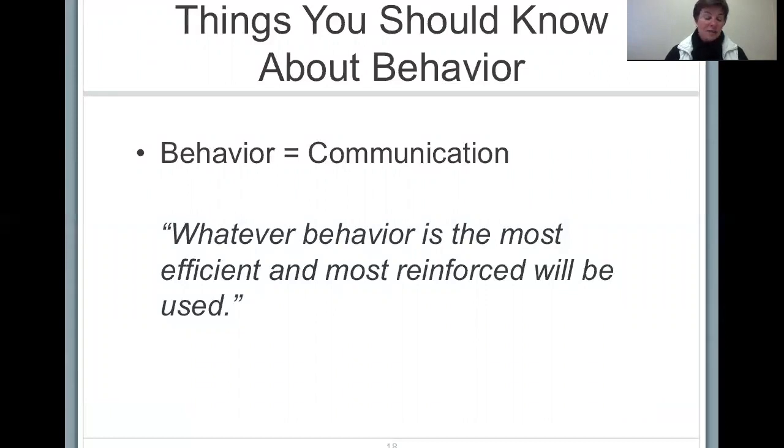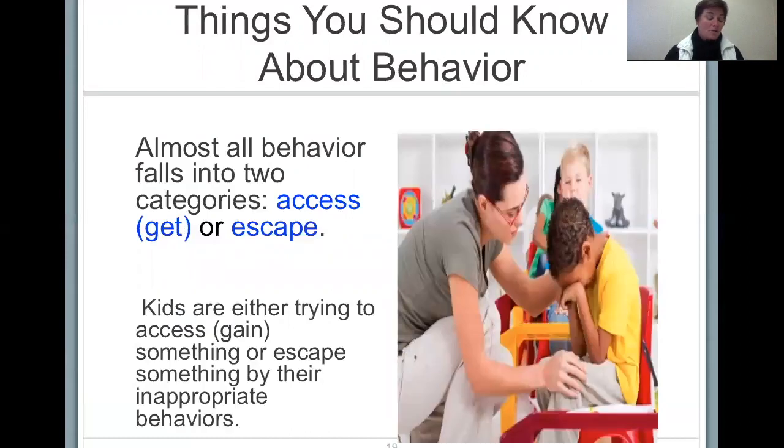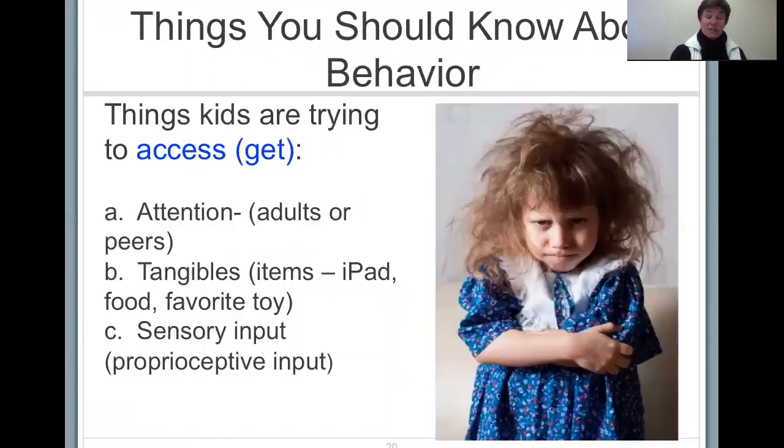This example looks different at the high school level, but the function remains the same. Susie really doesn't like her government class. She may walk into class, throw her books down at the desk, and swear loudly. As a result of her swearing, the teacher kicks her out of class before it even begins. For Susie, swearing loudly in class is a very efficient way of getting kicked out of a class she doesn't like. The third thing we need to know about behavior is critical. Almost all behavior falls into two categories: to get or access something or someone, or to escape from something or someone. We often refer to this as the function of a student's behavior. Let's look at these functions in more detail.